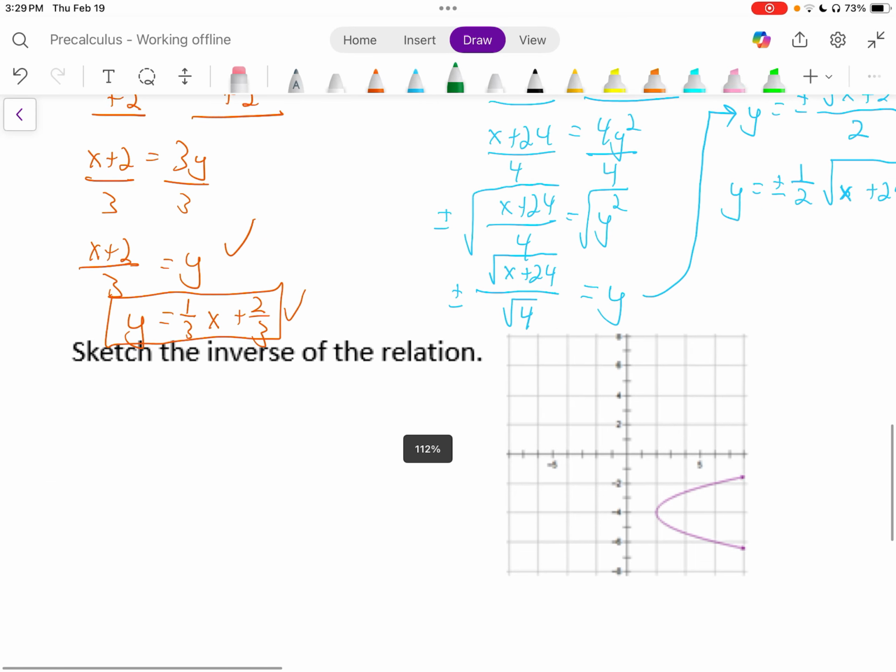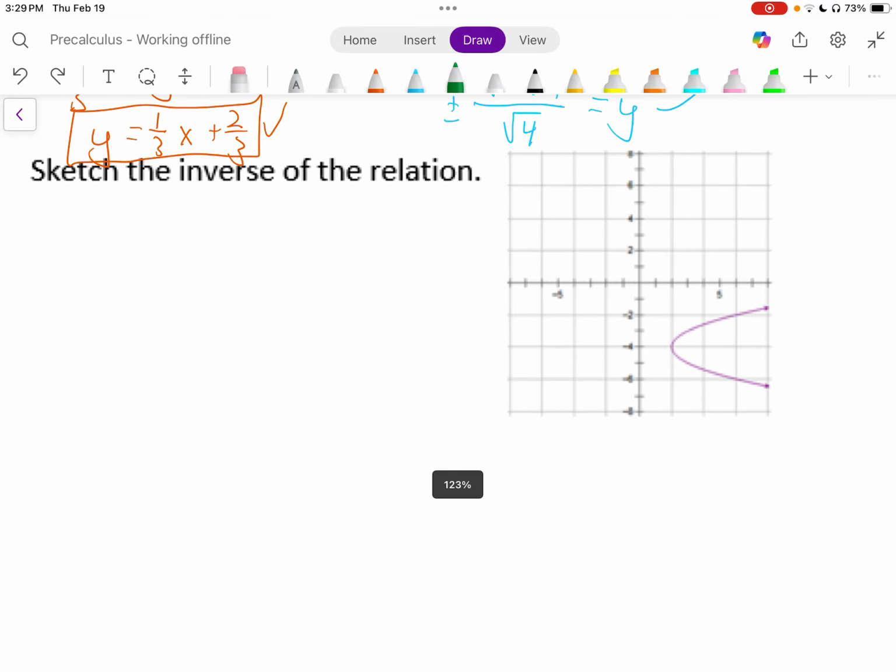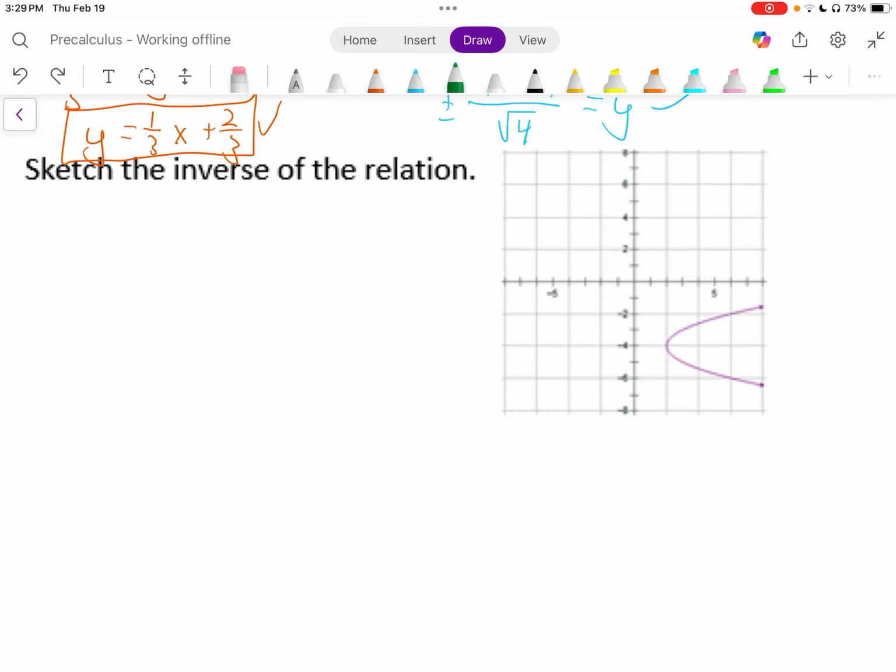All right, and our last question, sketch the inverse of the relation. It says relation because this one is not a function because it doesn't pass the vertical line test. The vertical line goes through more than one point. And so we want to graph the inverse. So what we learned, let's just write them over here. This will be a reflection over the y equals x line. And so let's just sketch that in here. The y equals x line is right here. So it's going to reflect over there.